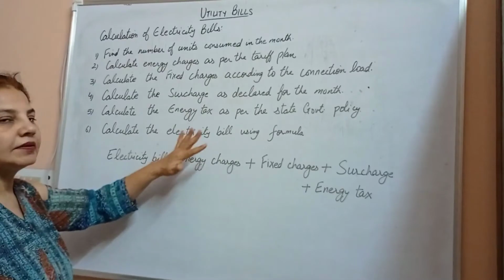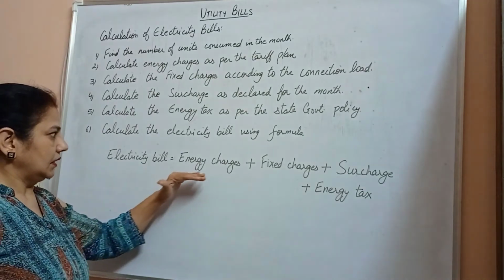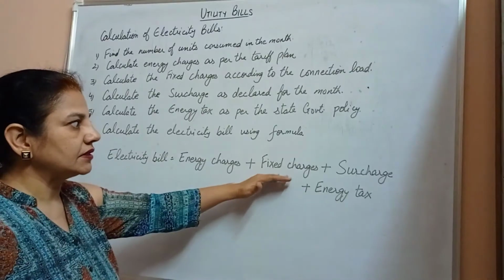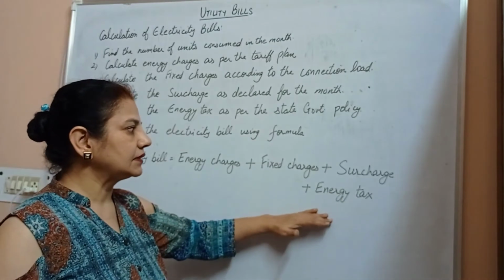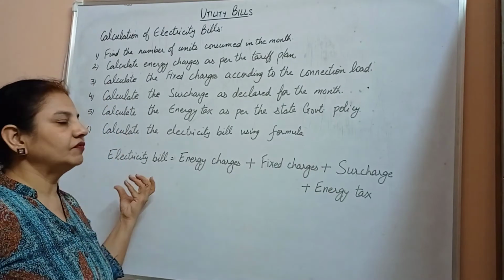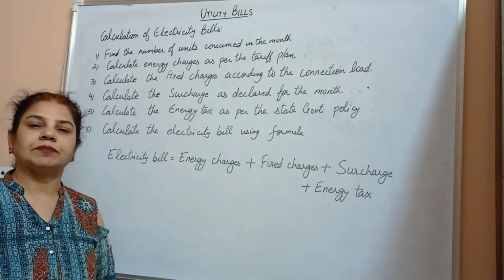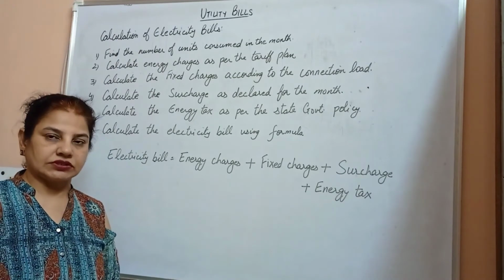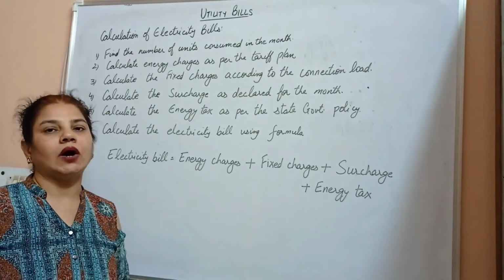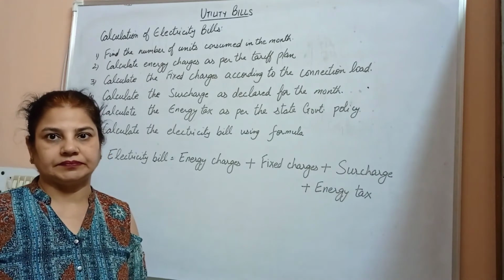Calculate the electricity bill by this formula: electricity bill equals energy charges, which we have already calculated, plus fixed charges plus surcharge plus energy tax. Adding all this gives the electricity bill. Let us proceed with problems based on these. We will take an electricity bill and check how to calculate it from the given data.